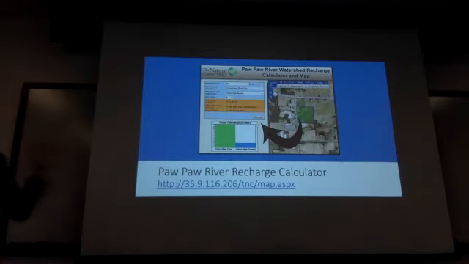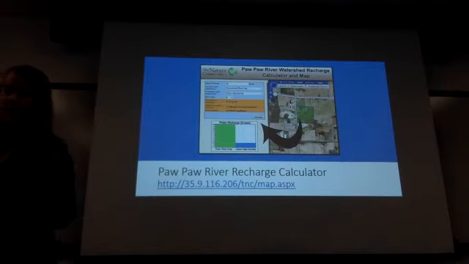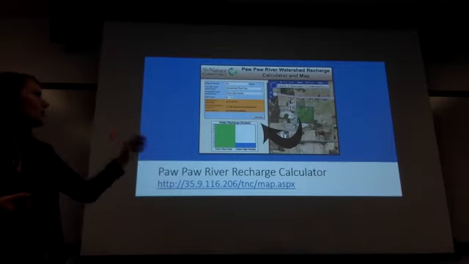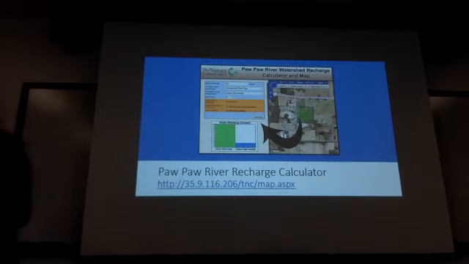The last tools that I'm going to share with you today are sort of related, and they are field scale modeling tools that help simulate increases in groundwater replenishment by implementing agricultural best management practices. The first iteration is shown here. It's the Paw Paw River Watershed Recharge Calculator.